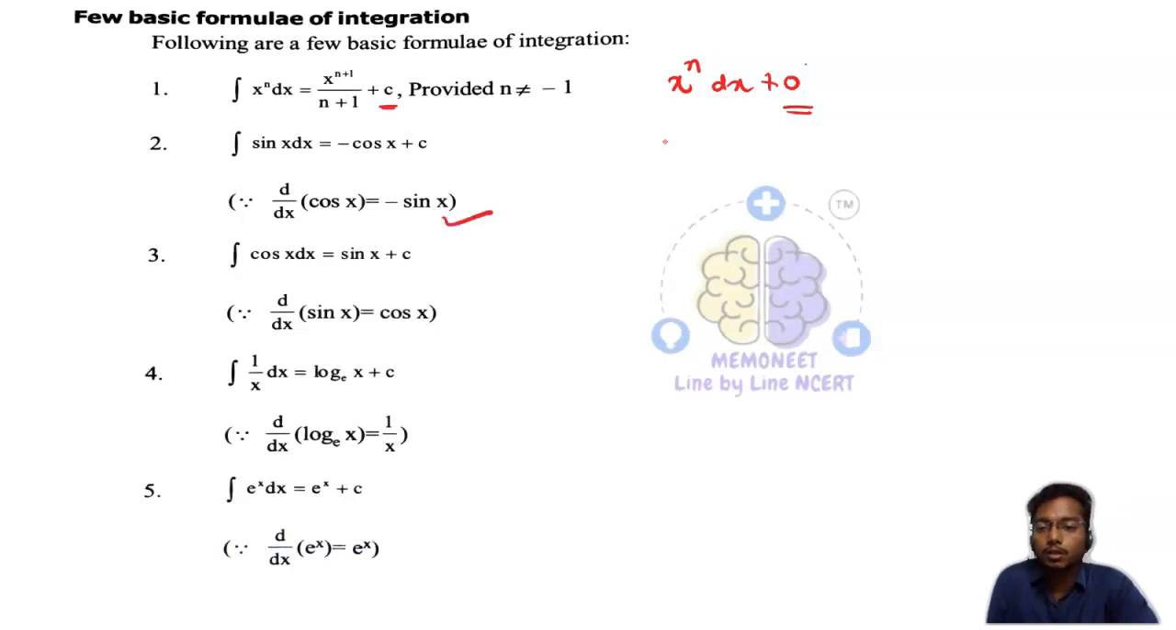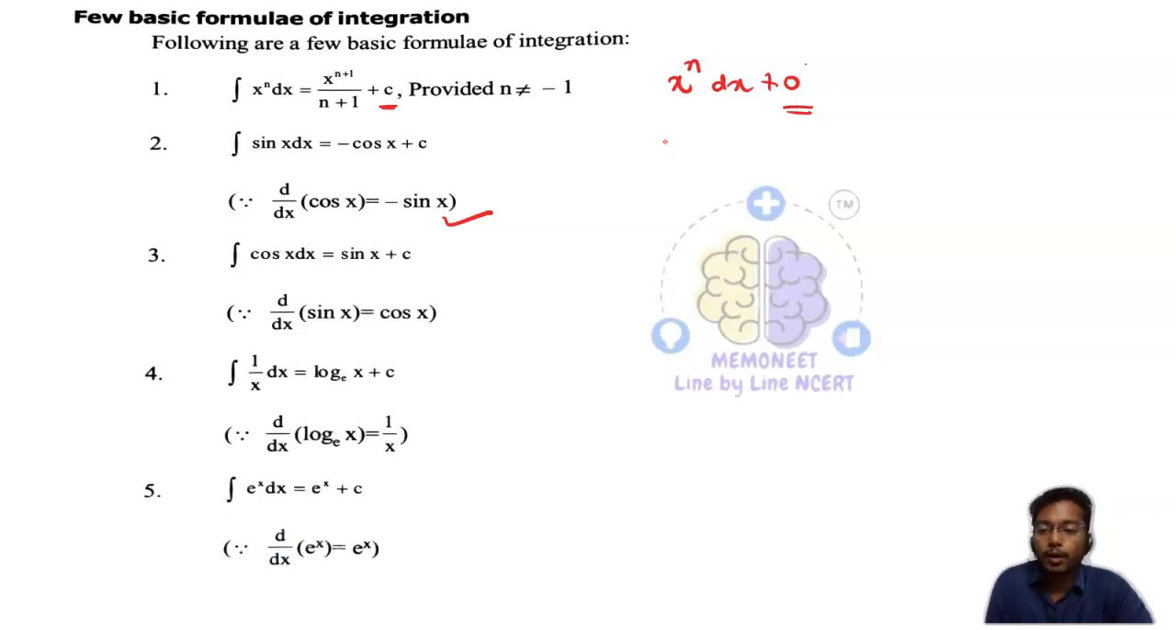When we are integrating sin x, we get minus cos x plus c. Then integrating cos x dx, we have sin x plus c. Like the same twice, when we differentiate sin x we get cos x, and when we integrate cos x we get sin x plus c.